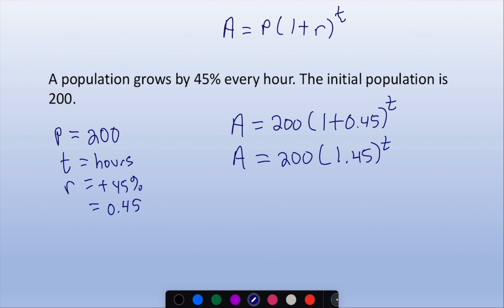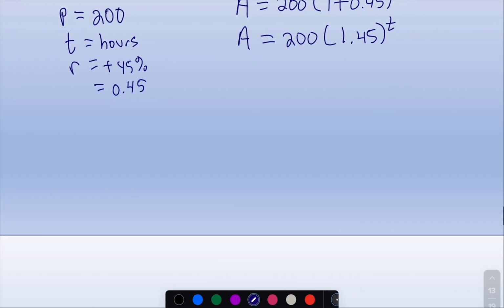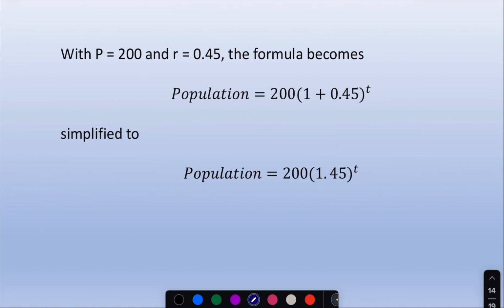So you'll see in that parenthesis, the 1 is your 100%, what it starts with. Your 45% is what it's growing by. So 1 plus 0.45 in the parentheses. And then your t is every hour. So if you wanted to know what the population would be after 3, yeah, what is the population after 3 hours? What is the population after 7 hours? You would just be able to use this formula. So as you can see here, the P is 200, the R is 0.45. That's the formula that we're talking about.